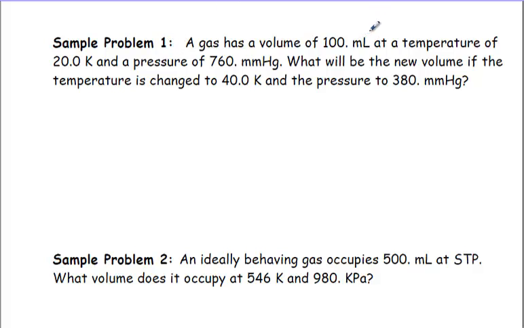A gas has a volume of 100 milliliters at a temperature of 20 K and a pressure of 760 millimeters of mercury. What will be the new volume if the temperature is changed to 40 Kelvin and the pressure to 380 millimeters of mercury? Now here's a new piece of information. 760 millimeters of mercury is equal to 1 atmosphere. So basically what we're saying is this is at standard pressure.